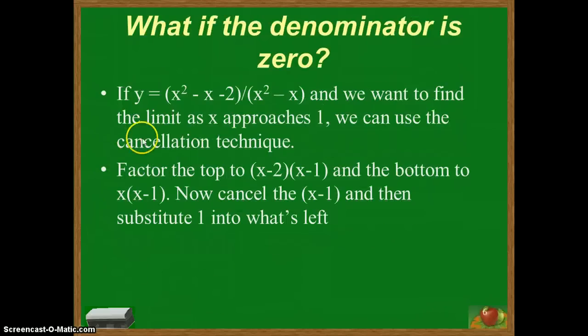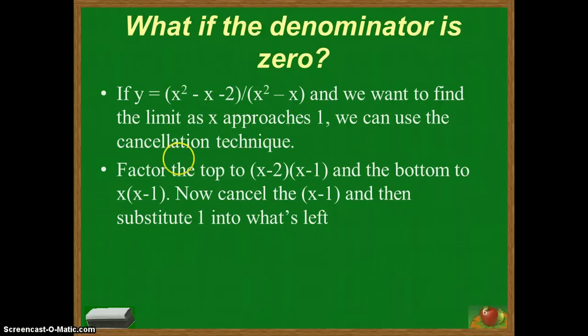But what do you do if the denominator is 0? Well, not to worry. In some cases, we can fix that. If y equals x squared minus x minus 2, and let's say the denominator is x squared minus x, we want to find the limit as x approaches 1. Clearly, that would be dividing by 0. We can use a technique known as the cancellation technique.